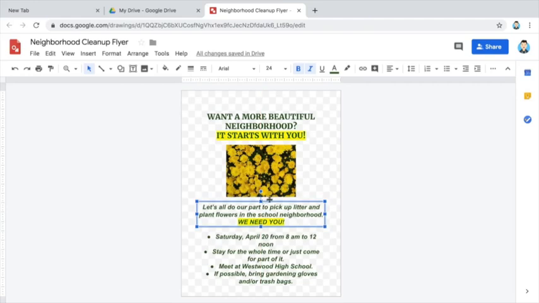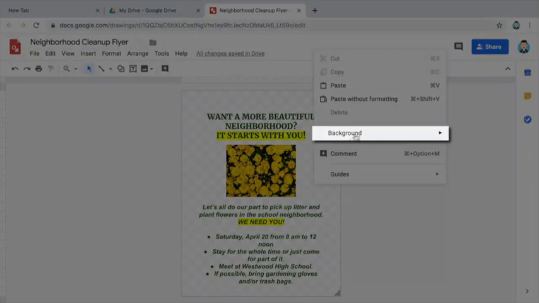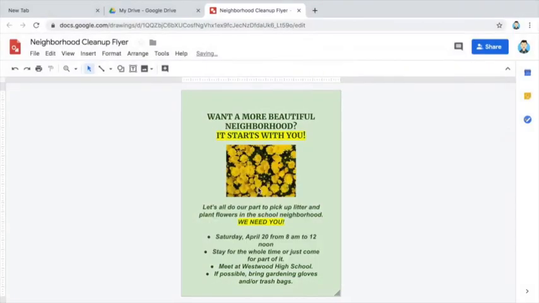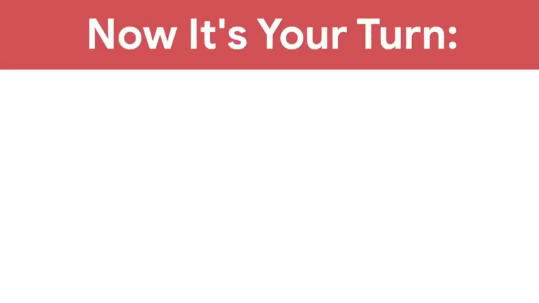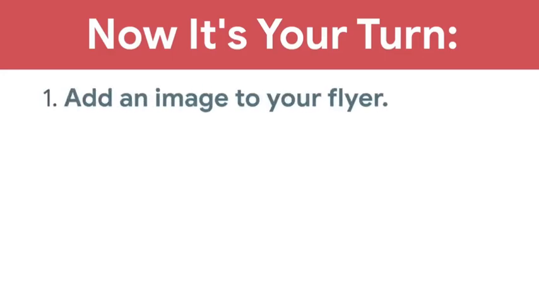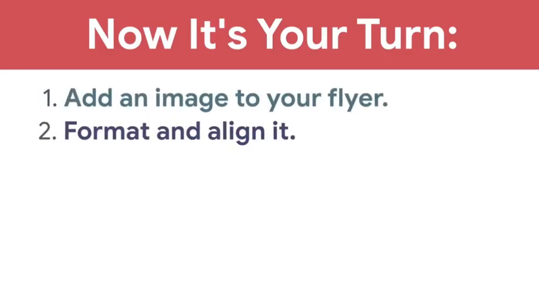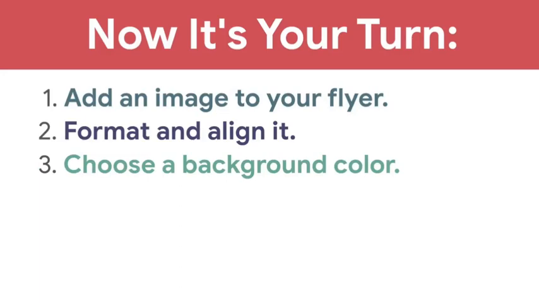Next, change the background color. You can choose a color that your group has used or will use in other project materials. Or use your school colors or a color that looks good with the rest of your flyer. Now it's your turn. Add an image to your flyer, format and align it, and choose a background color.